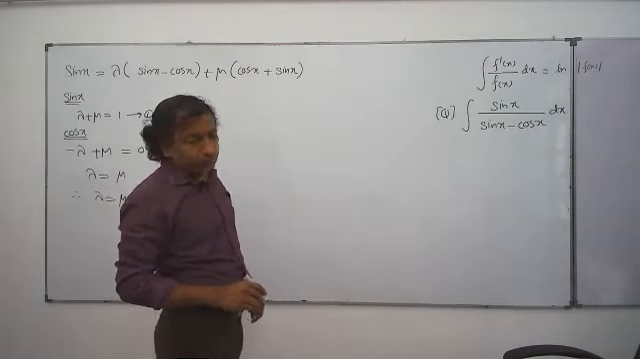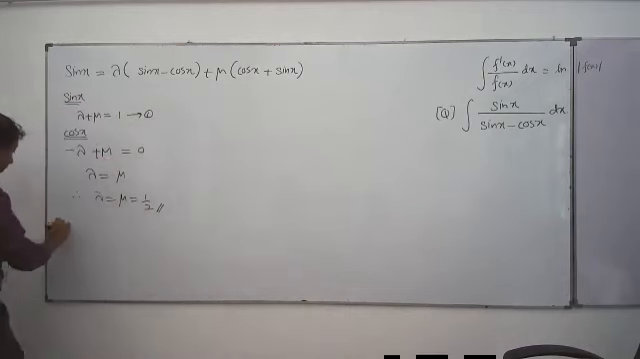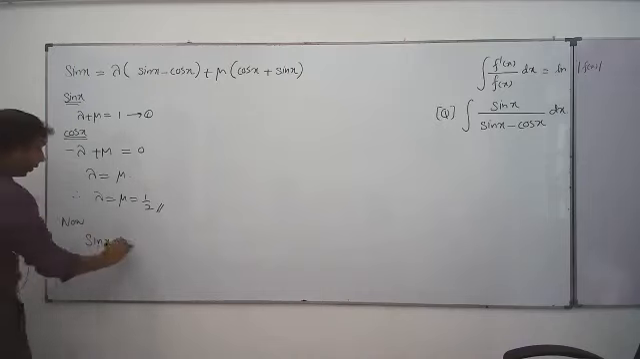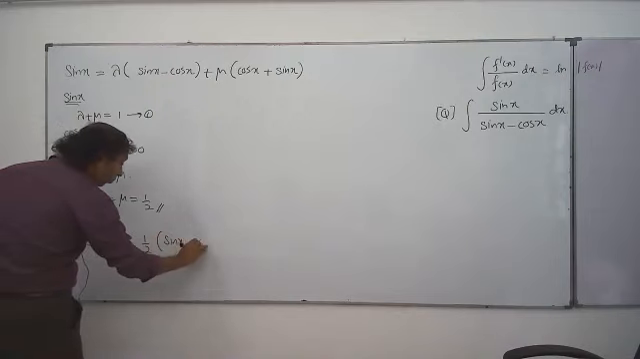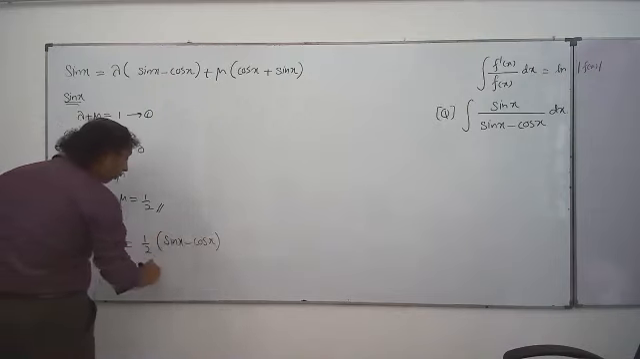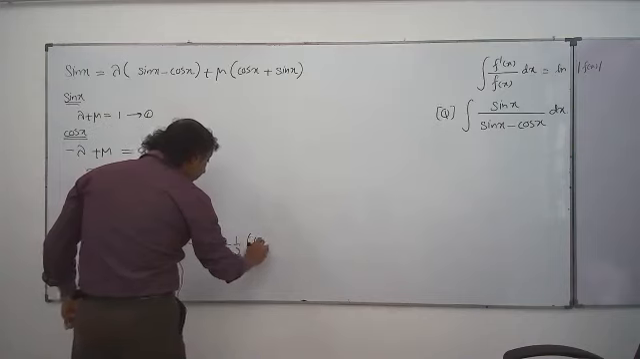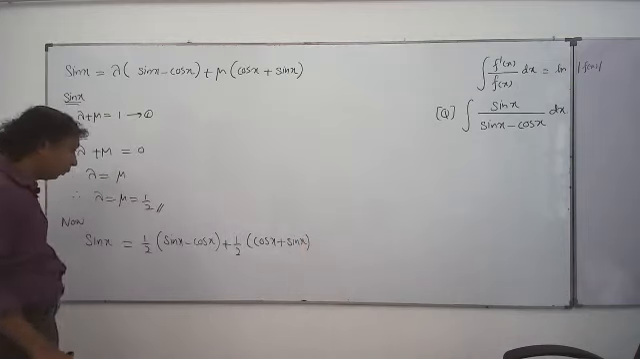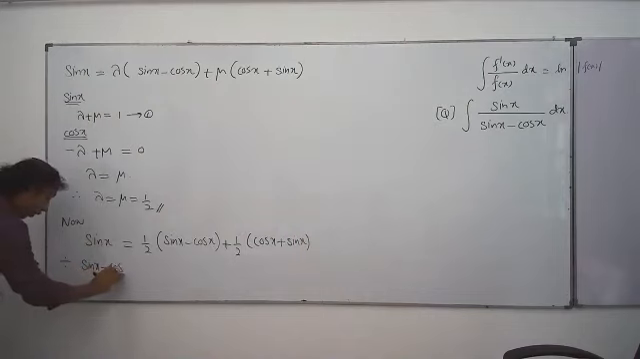Right, now we can substitute that lambda mu value here. Now you can write sin x equals half times sin x minus cos x plus half times cos x plus sin x. Now we divide both sides by sin x minus cos x.